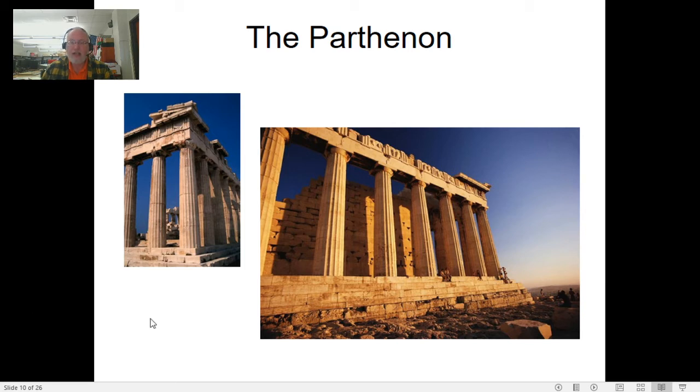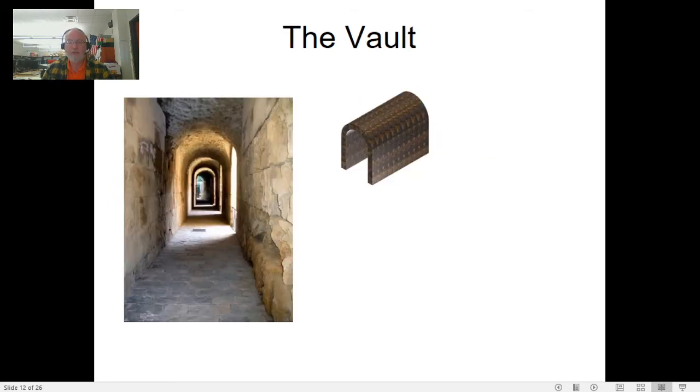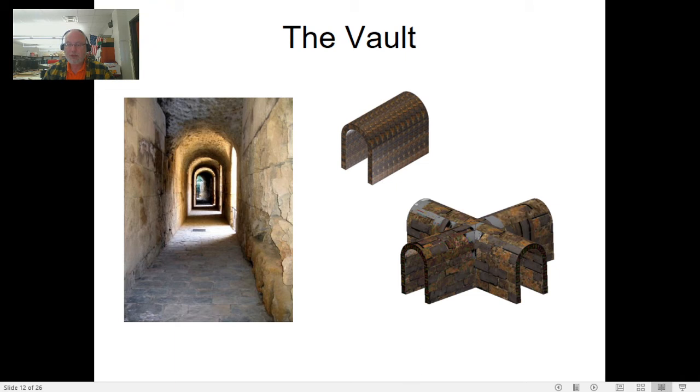Here's the Parthenon in ancient Greece. These are arches. You can see the arches right here. Do you know what this stone is called right here in the middle? Let's find out. It's a keystone. This is a vault, and this is used to create tunnels and such. Here's an intersection at a vault.